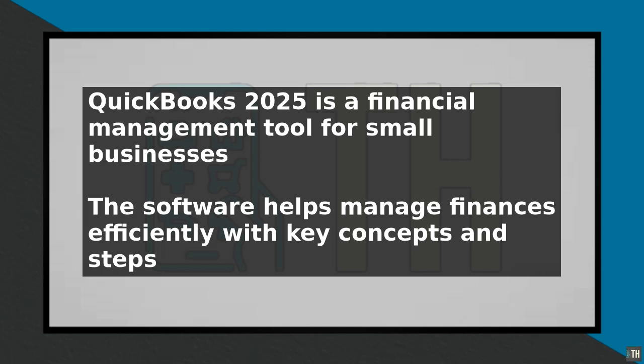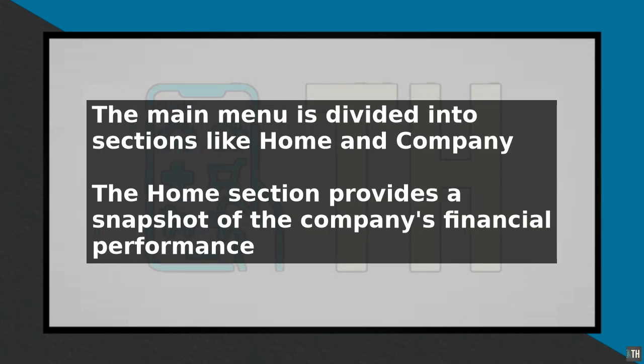Once you have set up your company file, you can start navigating the QuickBooks interface. The main menu is divided into several sections, including Home, Company, Customers, Vendors, Employees, and Reports. The Home section provides a snapshot of your company's financial performance, including income, expenses, and cash flow.